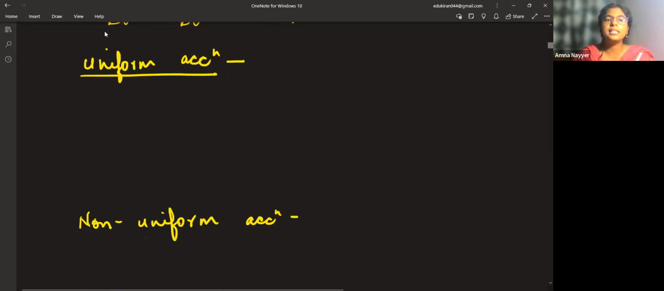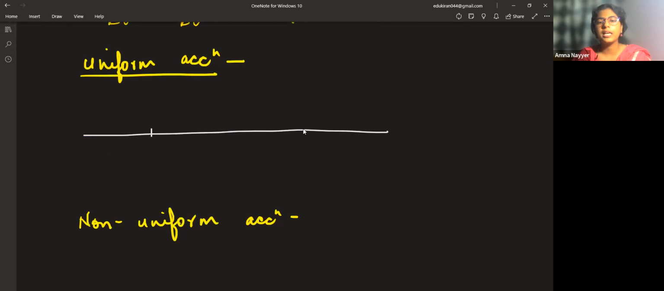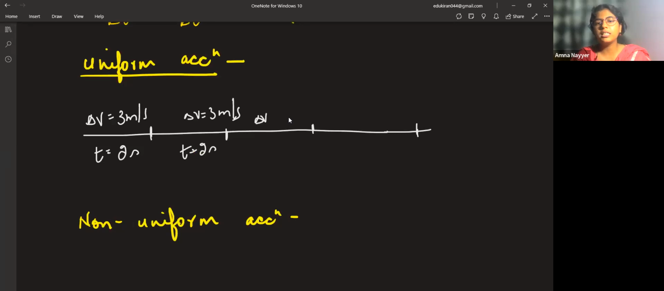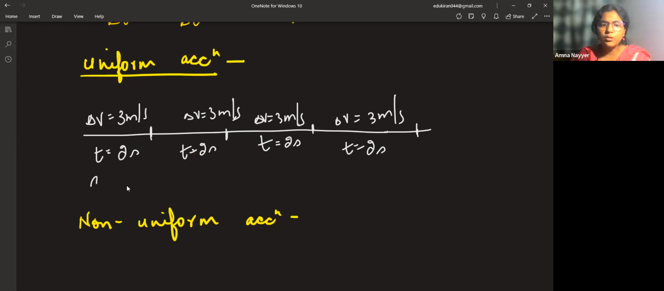Uniform and non-uniform acceleration are also very similar to velocity. See, if the change in velocity is constant, here the change in velocity is 3 meter per second and time duration is 2 seconds. Here also, change in velocity is 3 meter per second, time duration is 2 seconds. This is also 3 meter per second in 2 seconds. In every part, you calculate acceleration as 3 by 2 meter per second square.